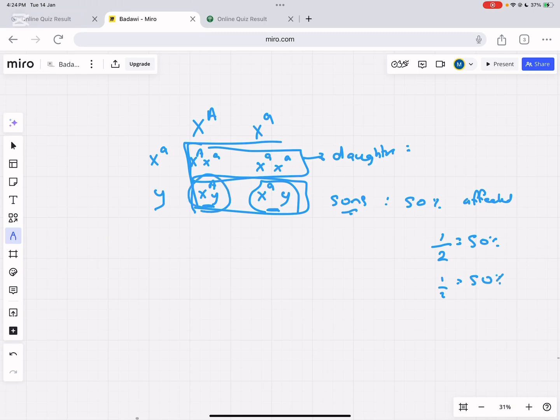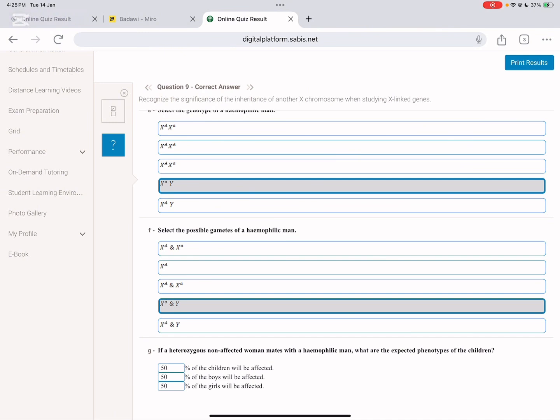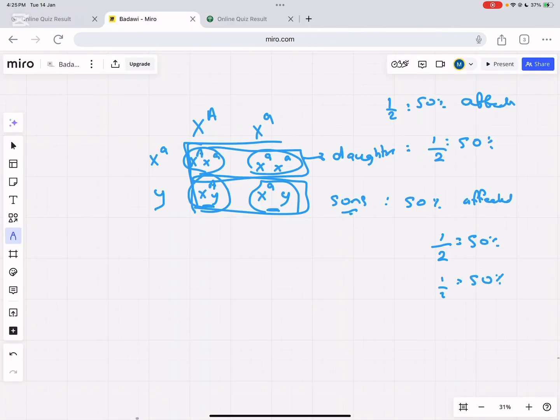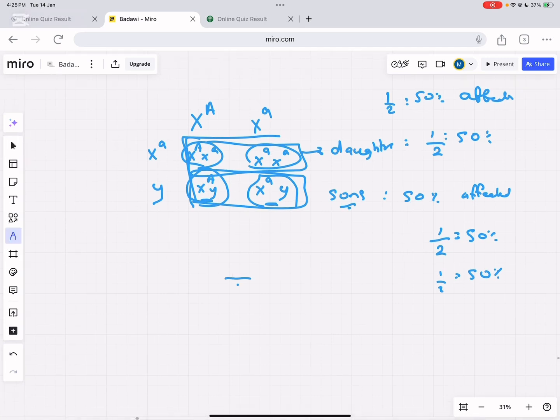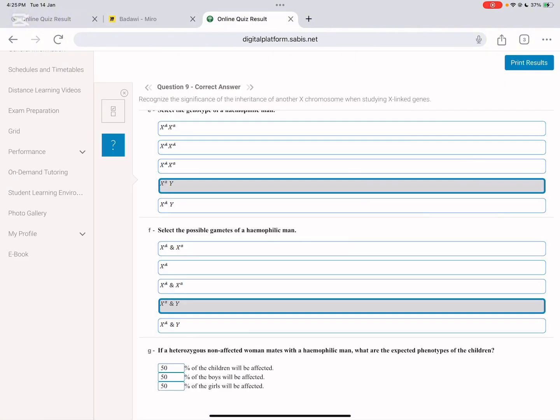For the daughters, it's also the same case. I have a total of two daughters. The chance of one being unaffected is 1/2, so 50% unaffected, while the other is affected, so 1/2, 50% affected. So 50% of the children will be affected. The first option asks about all the children, so over 4, and I have two children that are affected, so 2/4, which is 1/2, which is 50%. For the boys alone, we already explained why it's 50%, and same thing for the girls alone.